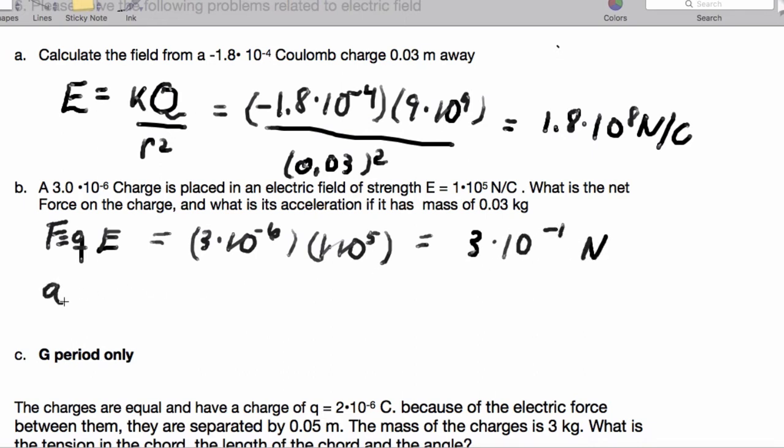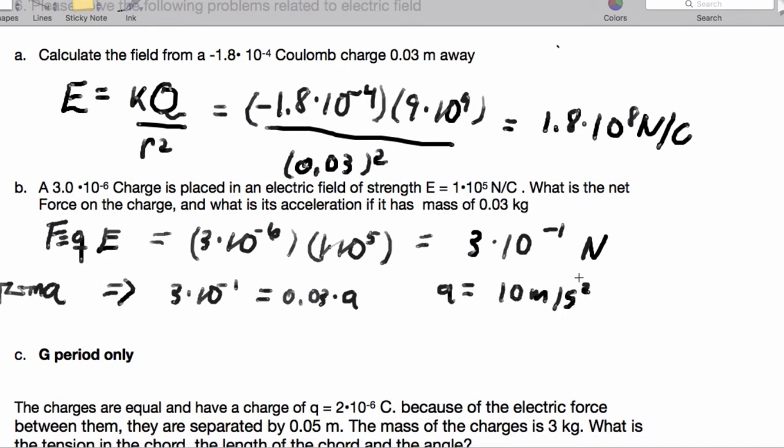So now for the acceleration, we're going to use F equals ma, and that's going to be 3 times 10 to the negative 1 equals 0.03 times a, and I think that's going to give us an acceleration of 10 meters per second squared.